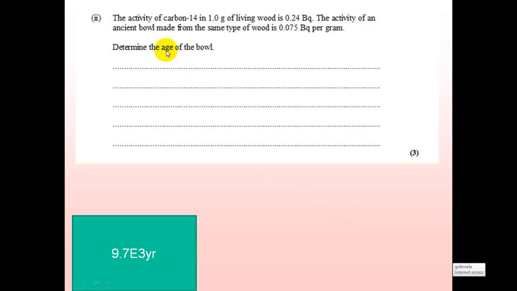The activity in 1 gram of carbon-14 of the living wood is 0.24 becquerels. This ancient bowl, of the same type of wood, has 0.075 becquerels per gram, and this is also per gram. So we need to determine the age of the bowl. So use the equation to find out the ratio by which this has changed, and then we can find time because we know what the decay constant is. You should end up with a value of 9.7 times 10 to the 3 years as the age of the bowl.